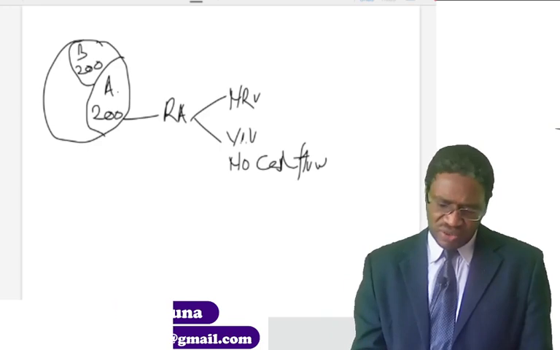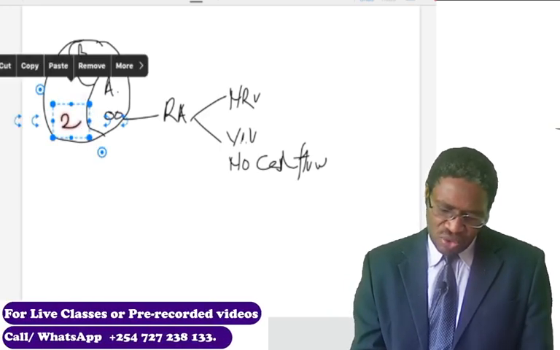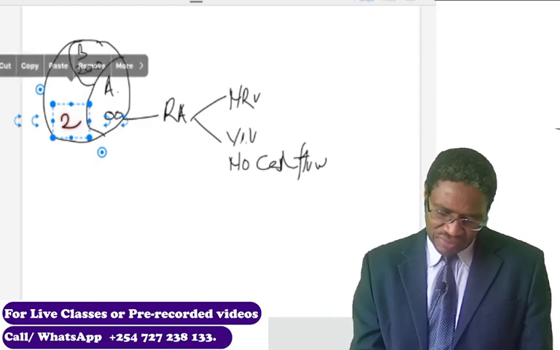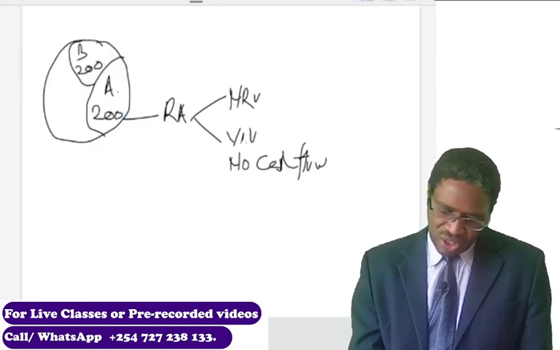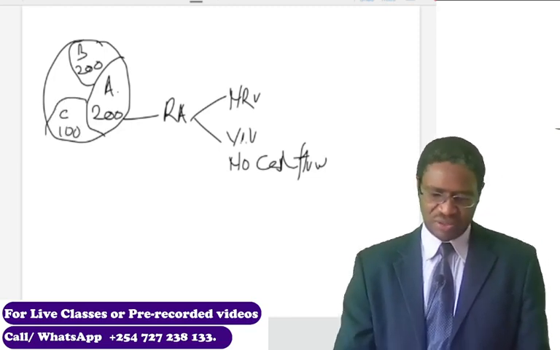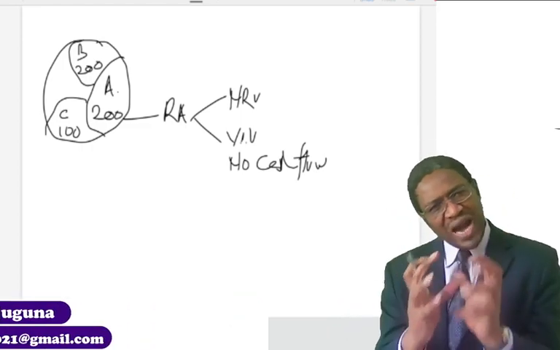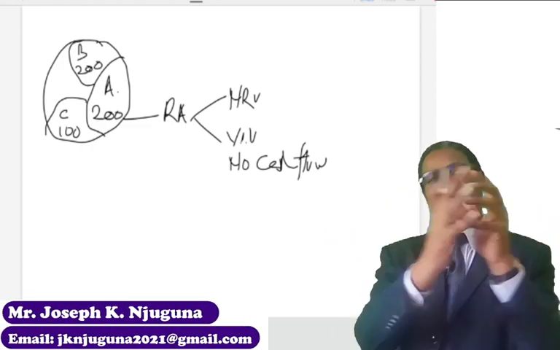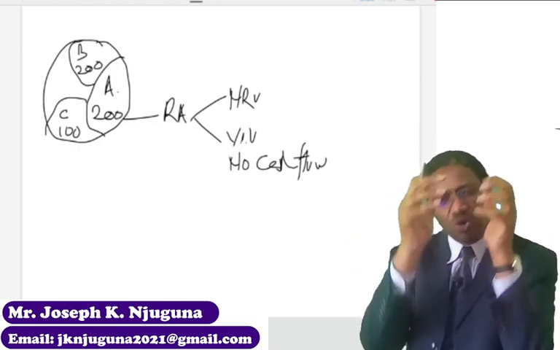Then they ask themselves, what if we include another asset? Let's include another asset, we call it asset number C, maybe as 100 million. So they would find out, as a group of 3 assets now, can they generate cash flows as a group?